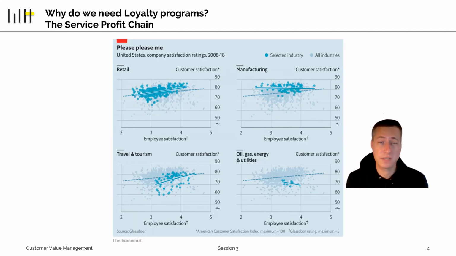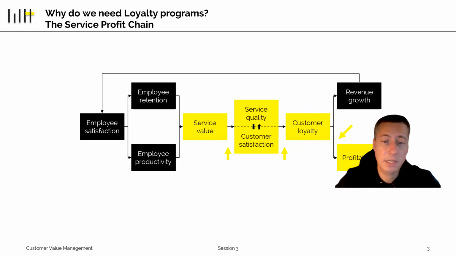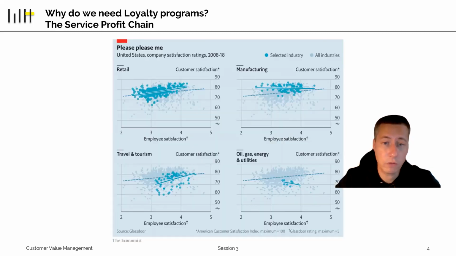So this curve doesn't really describe perfectly well how every single company reacts. And this is the reason why I said that this holds true on average, but in many cases, there may be exceptions. So let's look at the first of these exceptions. And this is the link between service value and service quality.